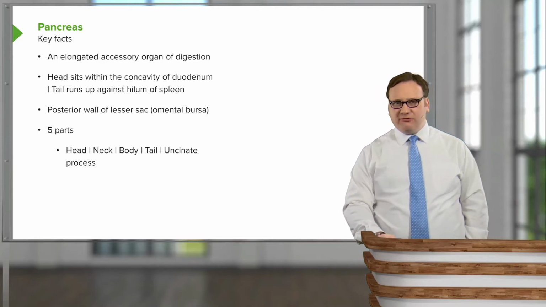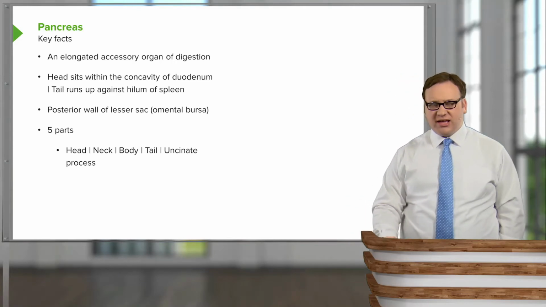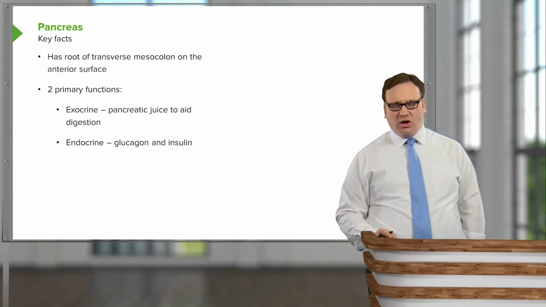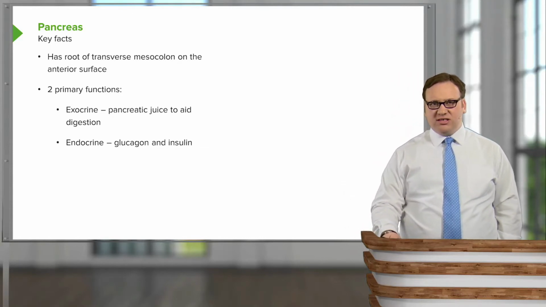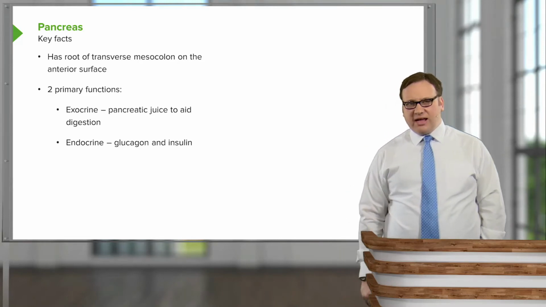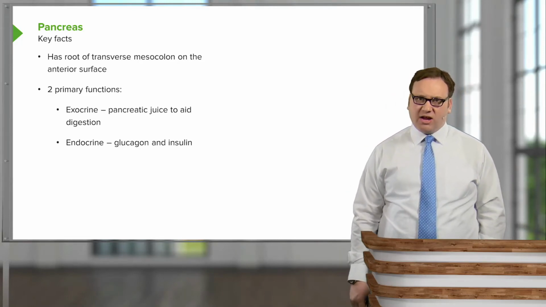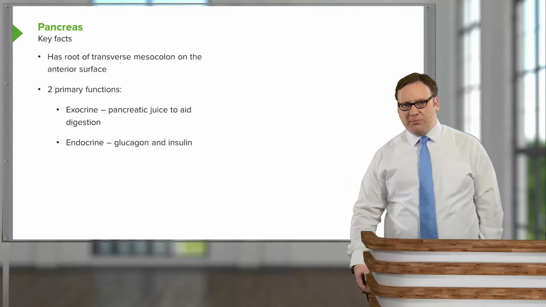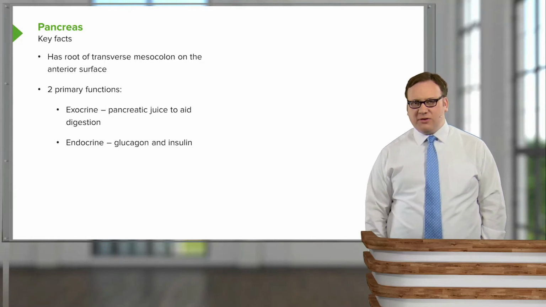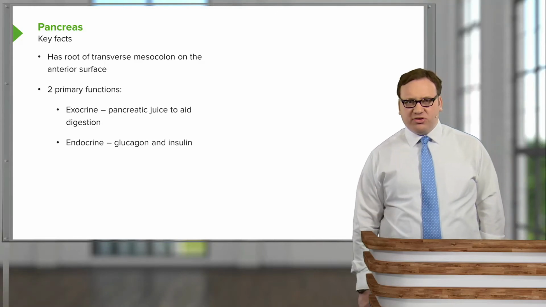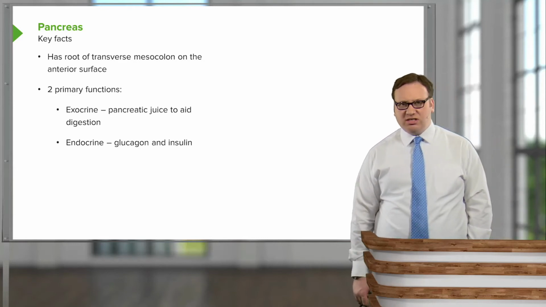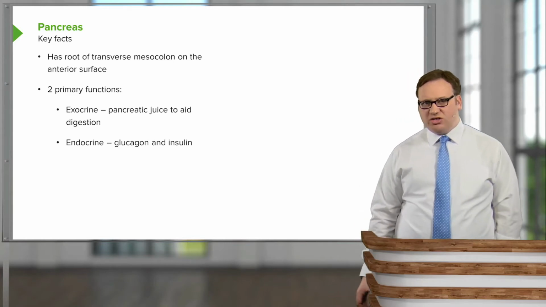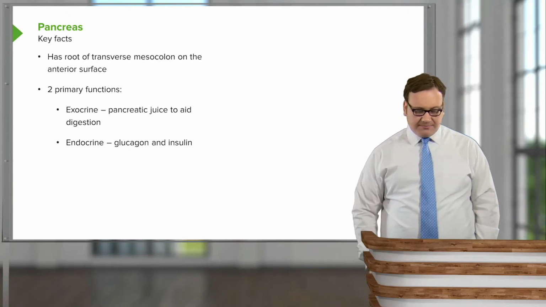Running inferomedially from the head, we have this hook-like process known as the uncinate process. The root of the transverse mesocolon runs along the pancreas's anterior surface. And as I've mentioned, the primary functions of the pancreas are exocrine and endocrine. Exocrine, which is going to be secreted away from the body, so ultimately excreted out with the stools, produces pancreatic juice to aid digestion. And the endocrine function is the release of hormones into the bloodstream like glucagon and insulin.